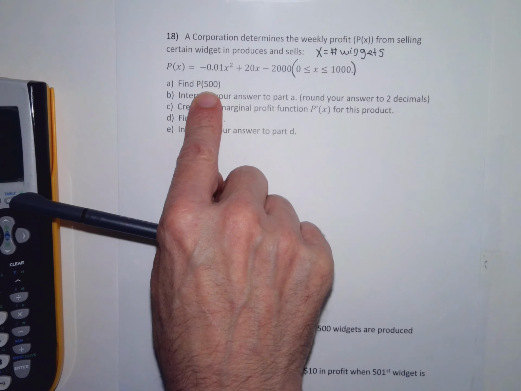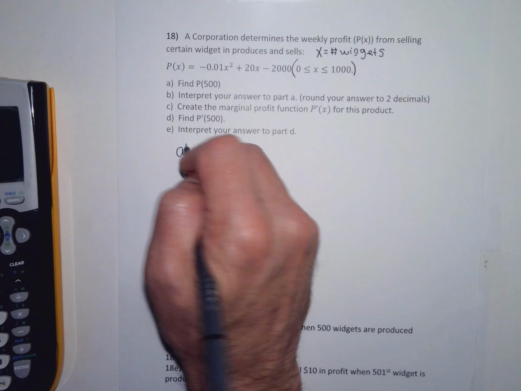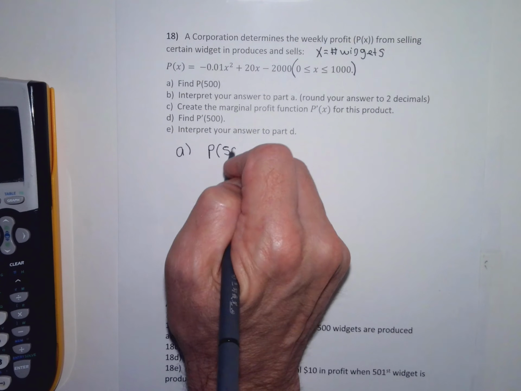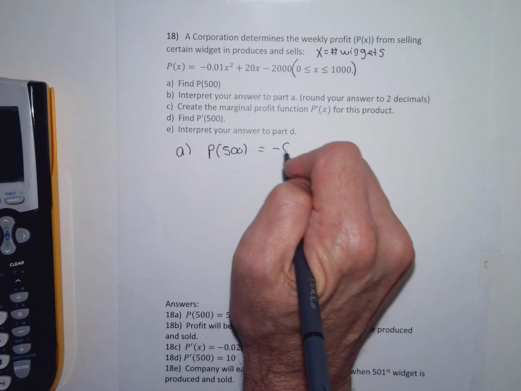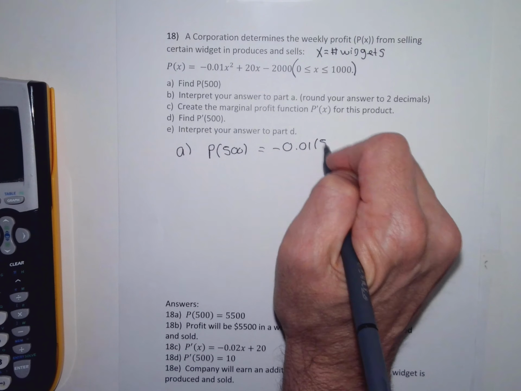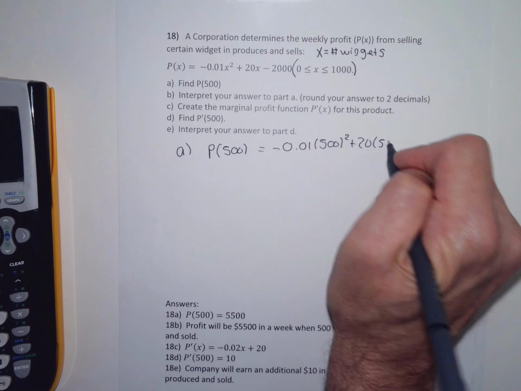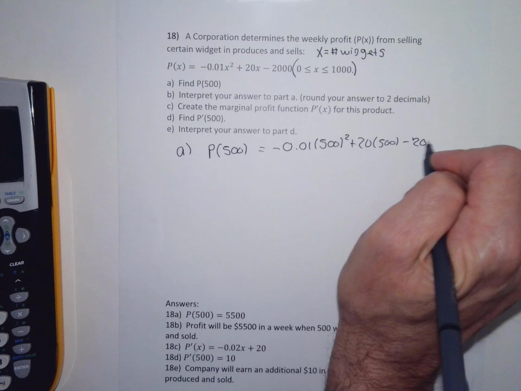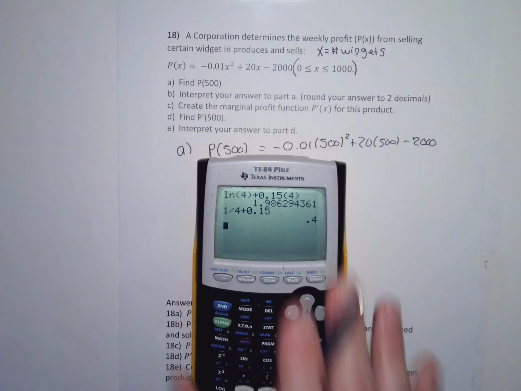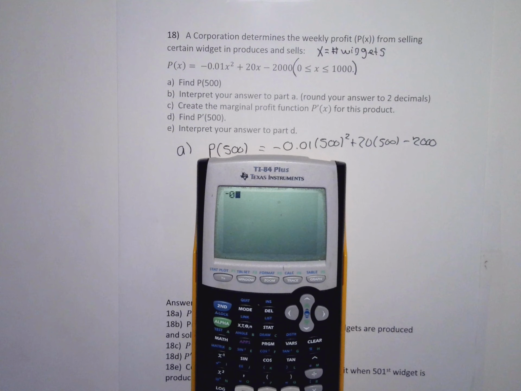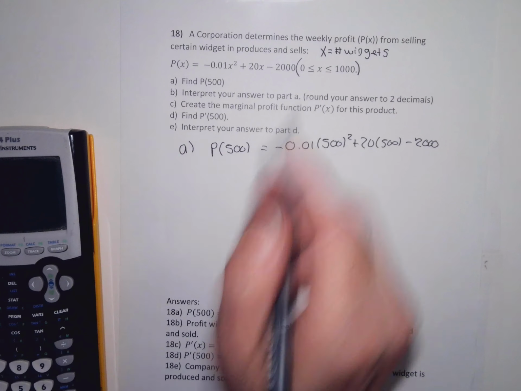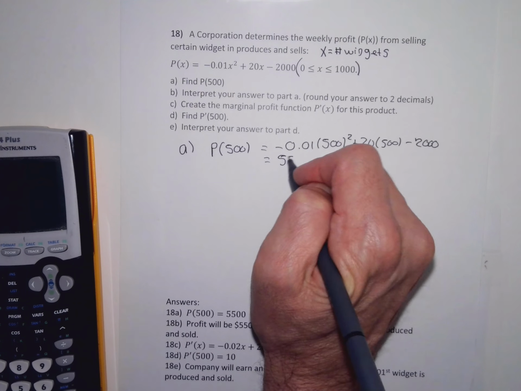And let me do part A, which just involves the profit function. So for part A, I'm supposed to do P of 500. P of 500 is going to be negative 0.01 times 500 squared plus 20 times 500 minus 2,000. And I should get 5,500 if my answer is right on the bottom. So negative 0.01 times 500 squared plus 20 times 500 minus 2,000. And I get 5,500.